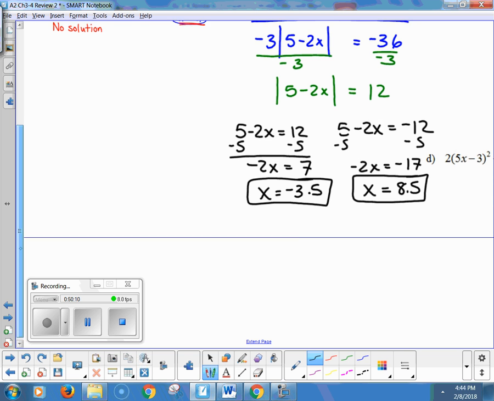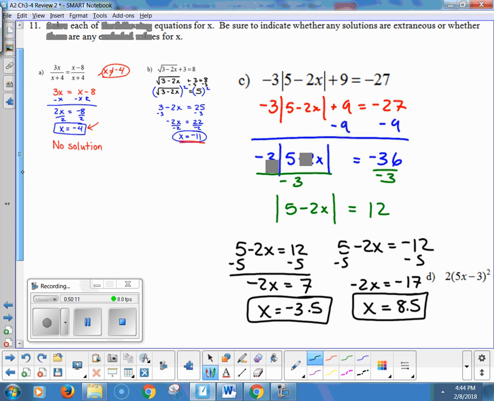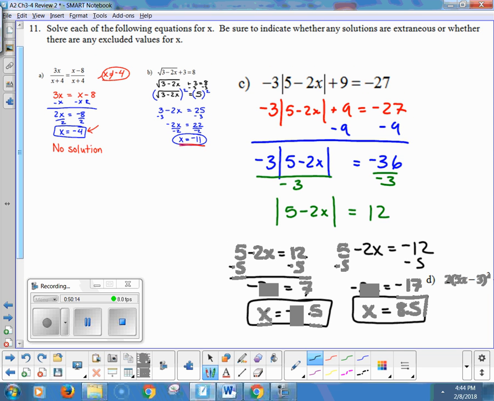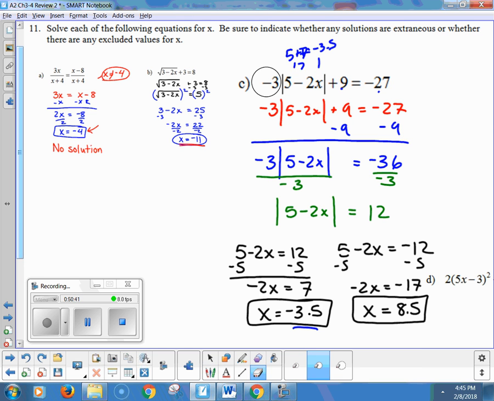And I guess I should check them and make sure. Actually, I don't think I need to, because I know that no matter what, well, what the heck, I'll check. If x is negative 3.5, and multiply it by negative 2, we're going to get positive 7. 5 plus 7 is going to get us 12. And 3 times 12, negative 36 plus 9, that works out. So we're just gunning for a 12 on the inside here.